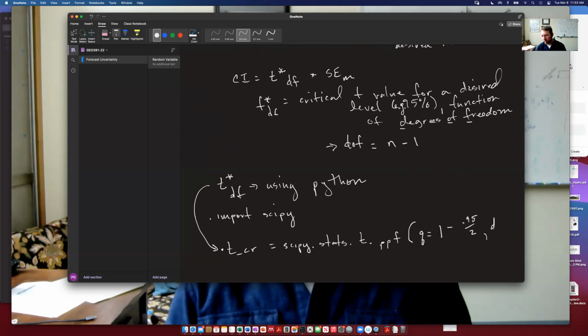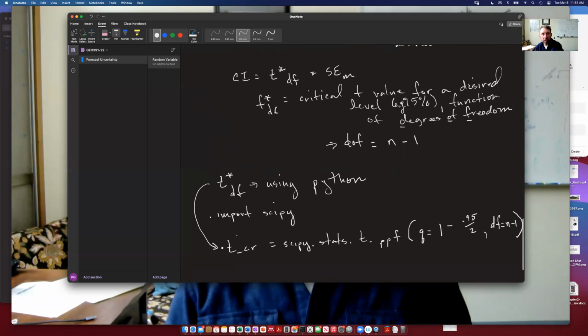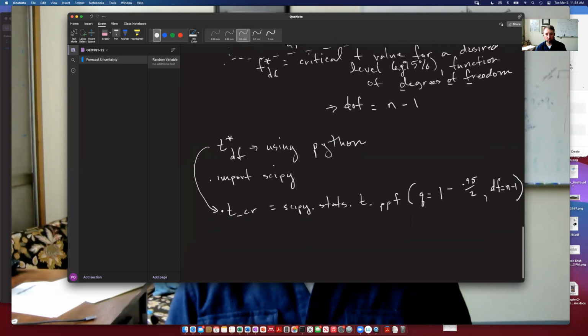And degrees of freedom, df, is equal to n minus 1, where n is the number of samples. So this is going to return this value, t star. And then I can calculate my confidence interval using this equation. So I need to first calculate the standard error of the mean. Then I calculate the critical t-value. I multiply those and I'm going to get my confidence interval.